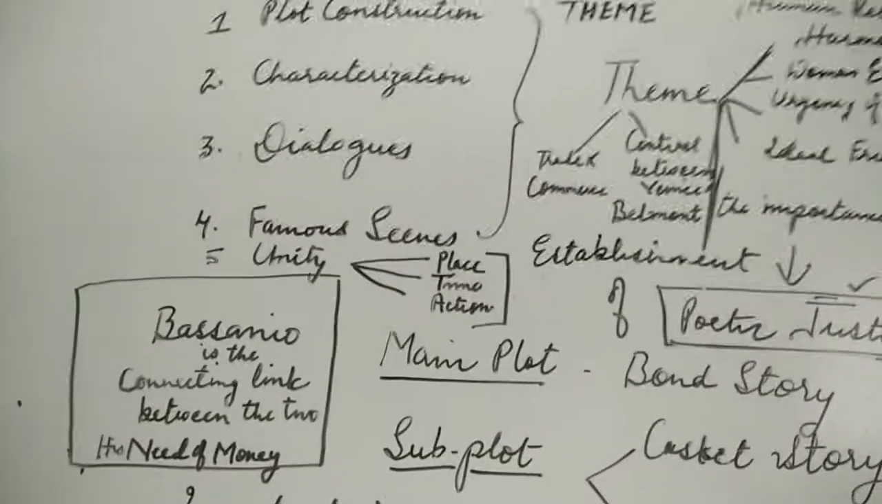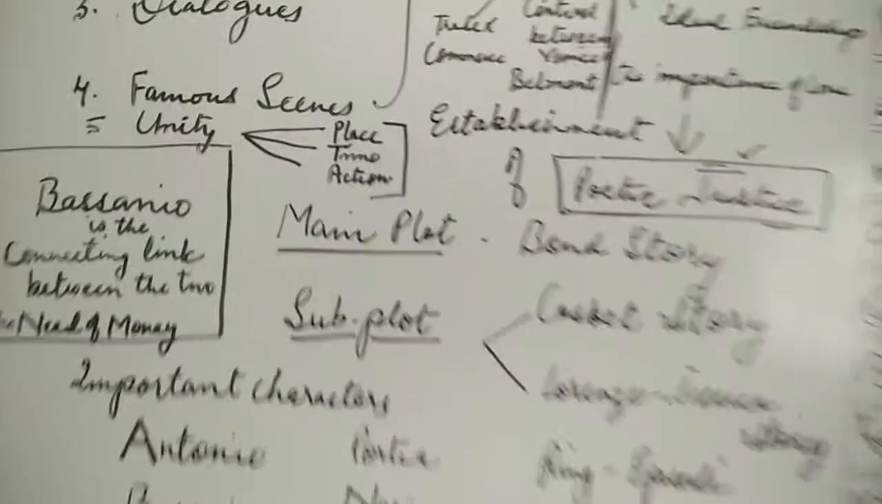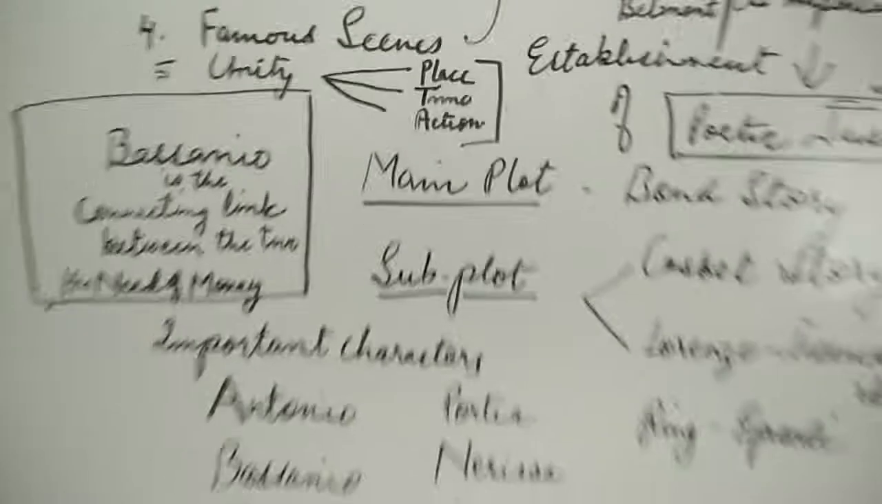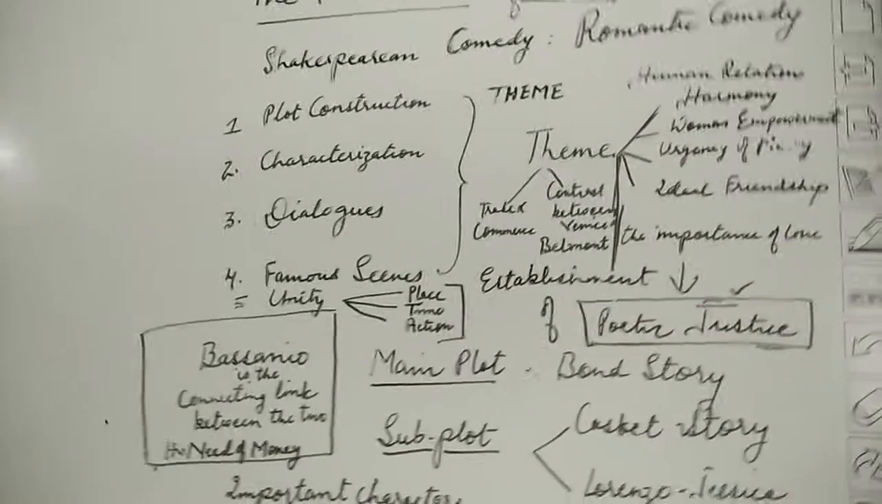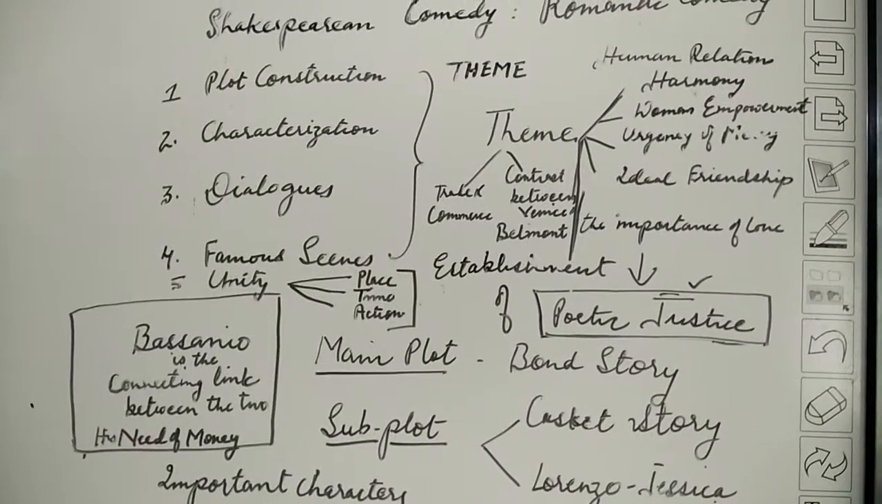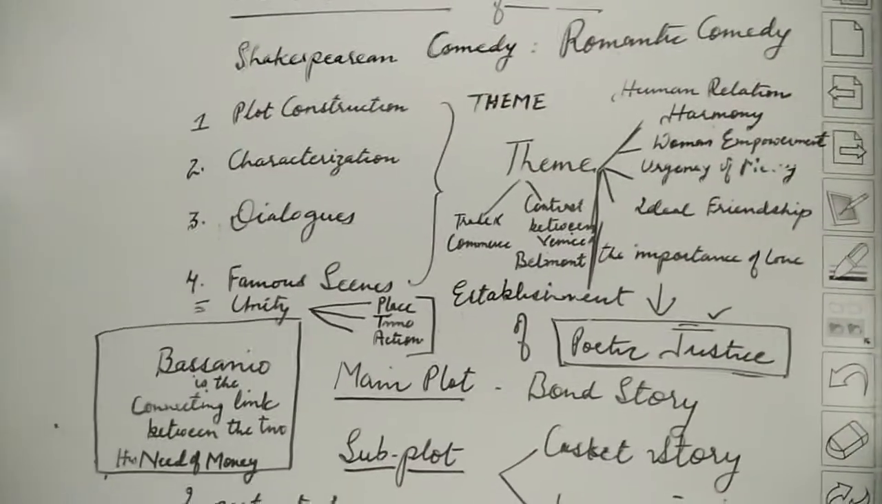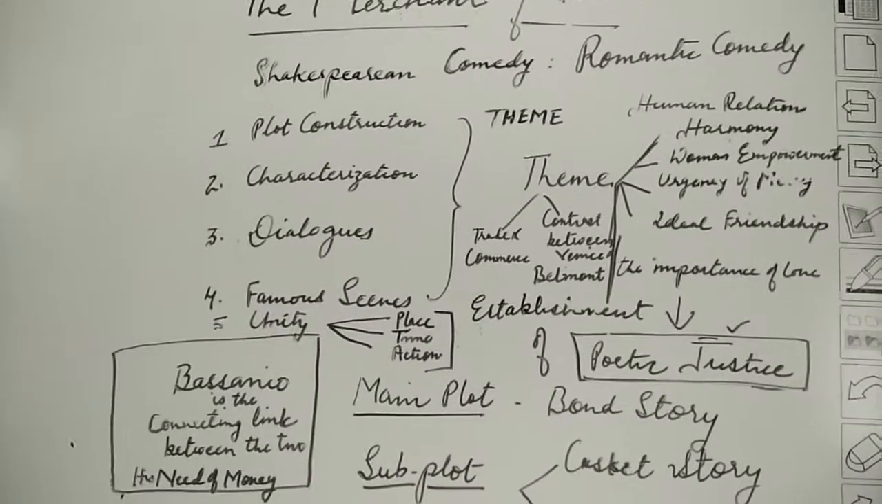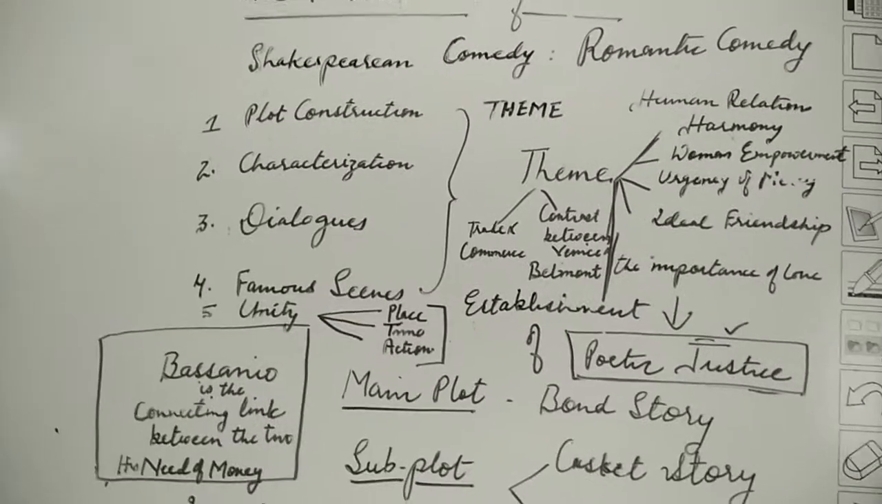So the first point, plot construction. In plot construction, we have main plot and subplot. Main plot is the Bond story, and the subplot is the casket story. We have Lorenzo, Jessica, the love story, and the ring episode. Now what is important to comprehend, students, is that all these various plots are beautifully interwoven with each other, just as a living organism. So plot construction in Shakespearean drama is very, very important, the first and foremost important point.